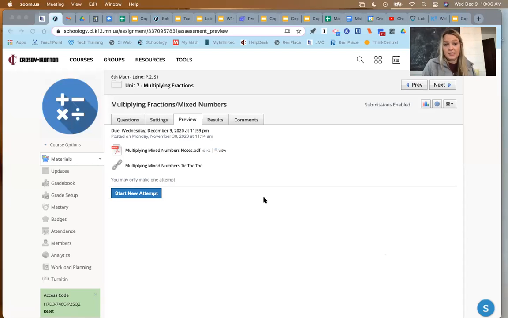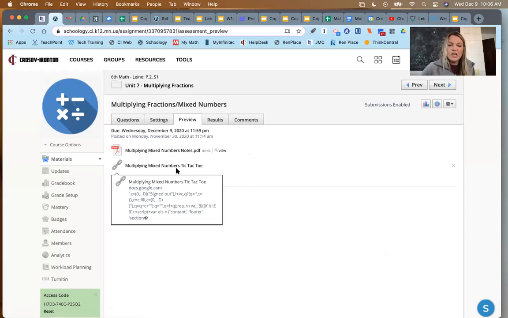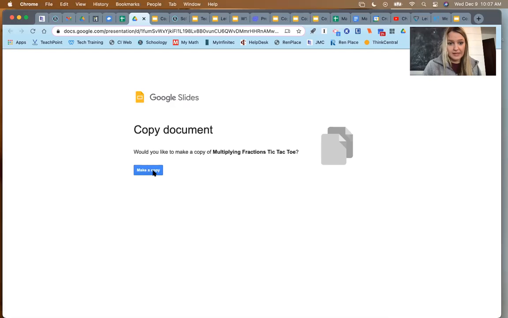Today's assignment looks like this: multiplying fractions / mixed numbers. These are the notes we are going to go through. I'm going to use my iPad for it. Okay, so we're going to go through some notes. There's this multiplying mixed numbers tic-tac-toe that if you and a friend want to play, you could. And so if you want to play it with a classmate, this is what you should do. You click on it. You make your copy.